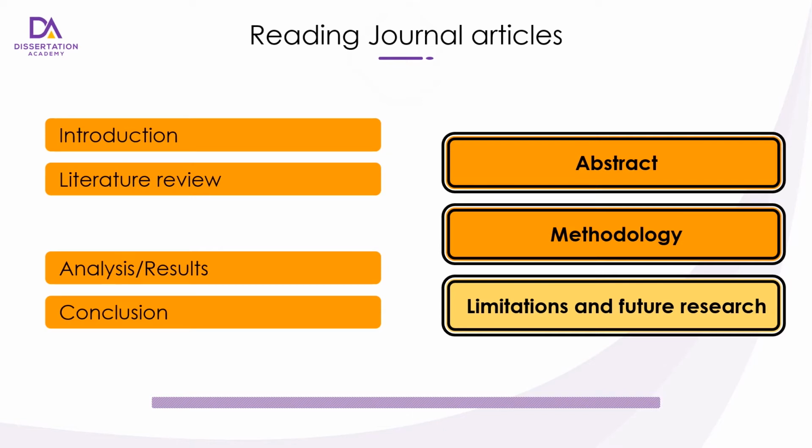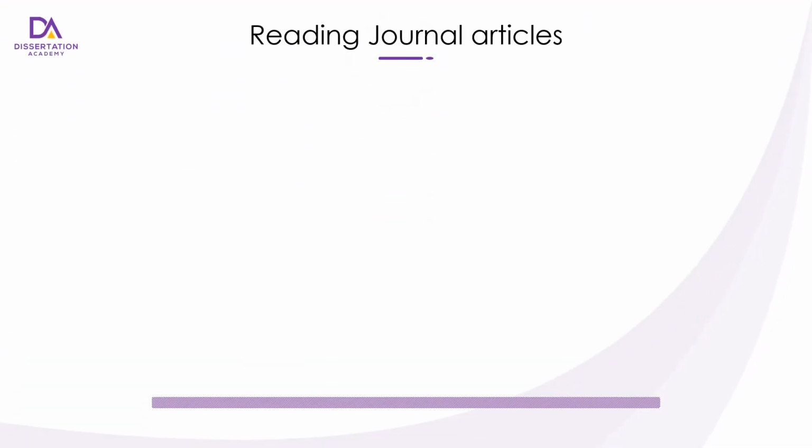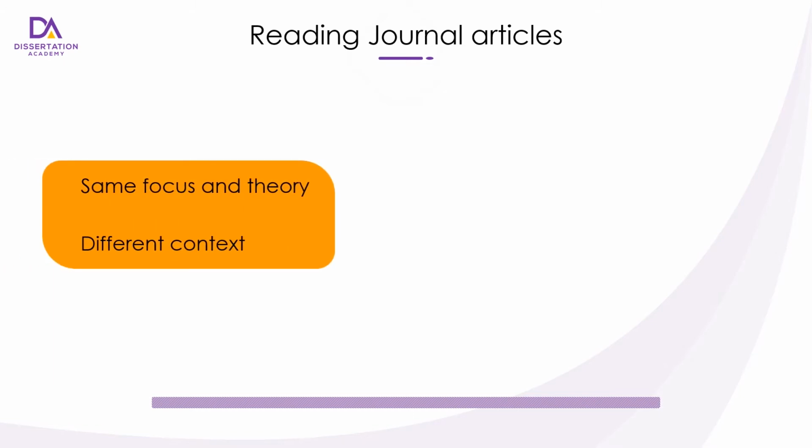When you are reading journal articles to inspire a dissertation idea that is already very theoretically focused, you can adopt 3 different strategies. The first one is to look at an article and adopt the same focus and theory, but just do the research in a different context. Or in other words, this strategy is where you pick up a study from a different context and replicate it in your own chosen context. Let's see a couple of examples.